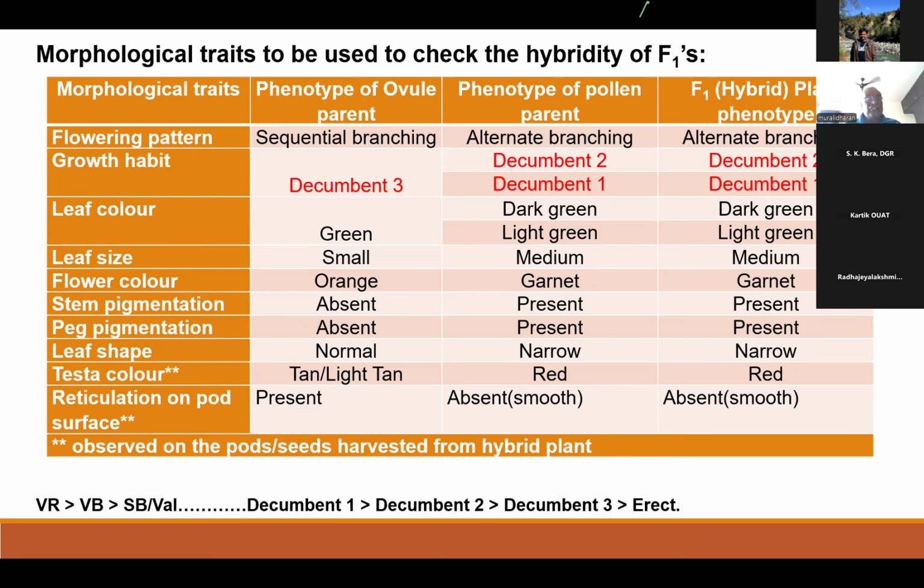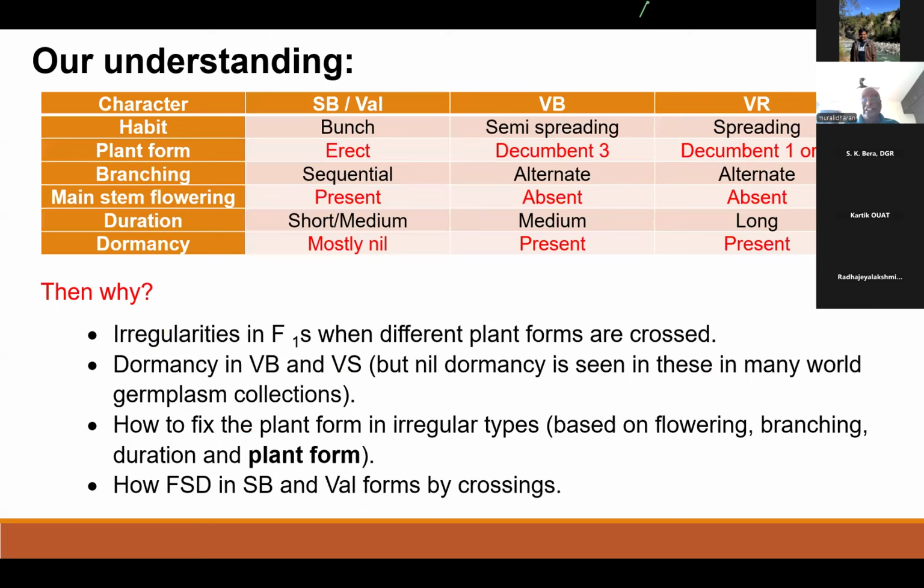Our understanding of the characters: Spanish bunch, Valencia, Virginia bunch, Virginia runner, the habit, bunch, semi-spreading, spreading, plant form, erect, decumbent 3, decumbent 1 or 2, branching, sequential, alternate, and alternate. Main stem flowering is present in Spanish bunch and Valencia, absent in Virginia bunch and Virginia runner. The duration, short, medium, long. Dormancy, mostly nil in Spanish bunch and Valencia. It is present in Virginia bunch and Virginia runner.